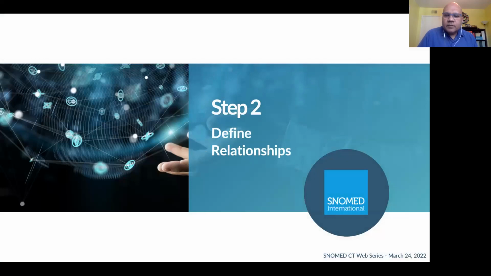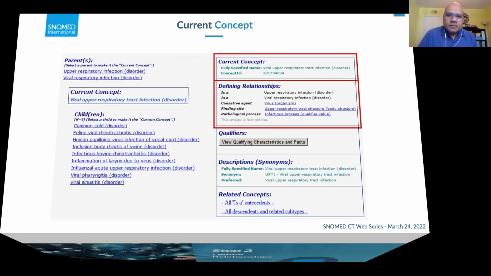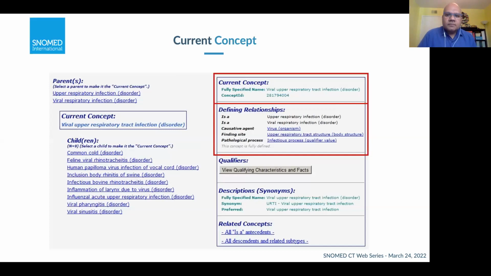And step 2 is that we have to define those relationships. I'm sure this type of screen is very well known to the audience here. All the relationships are laid out in parent and children, and then there are descriptions, qualifiers, and related concepts.